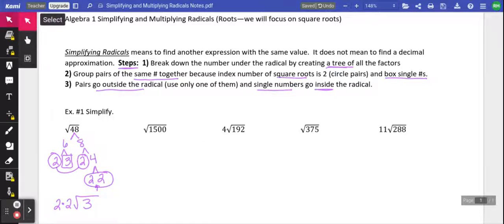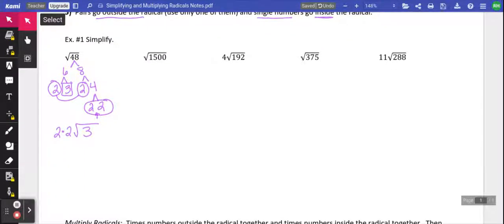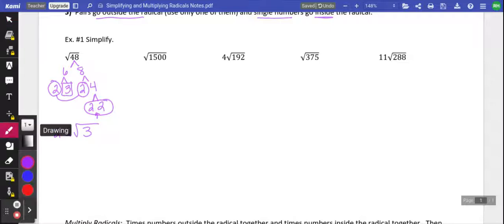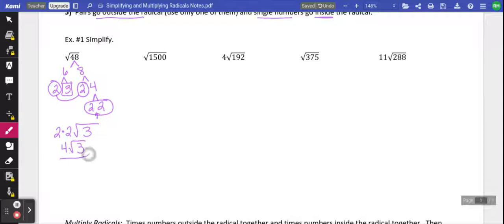Okay, once you have that, you simplify what you have left and move on. So here I would have 2 times 2 is 4, and the square root of 3 can't be simplified, so there's my answer. 4 times the square root of 3. Again, pairs come on the outside, 1 for each pair, and then my leftover number goes on the inside. Okay, same thing. Let's do the next one.